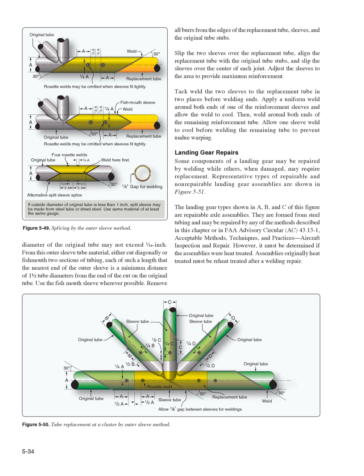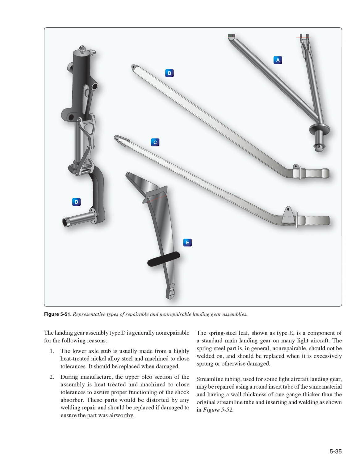However, it must be determined if the assemblies were heat-treated. Assemblies originally heat-treated must be reheat treated after a welding repair. The landing gear assembly type D is generally non-repairable for the following reasons. 1. The lower axle stub is usually made from a highly heat-treated nickel alloy steel and machined to close tolerances. It should be replaced when damaged.